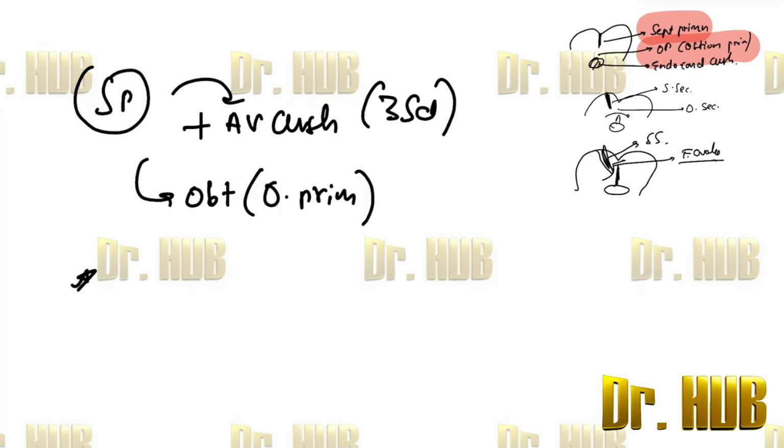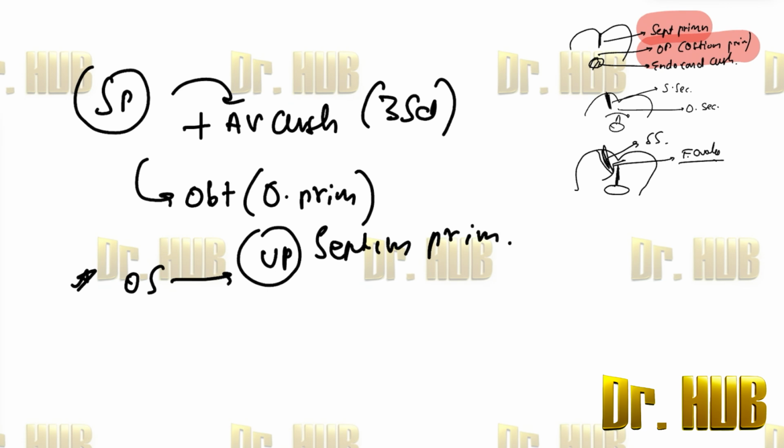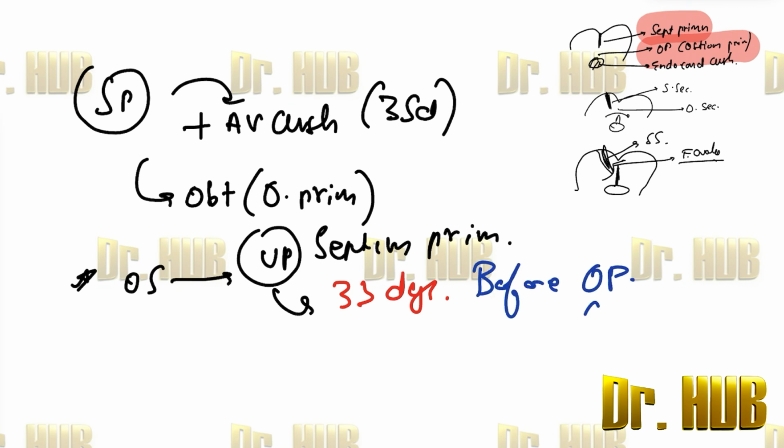Next is the ostium secundum. Ostium secundum is nothing but the opening of the upper part of the septum primum, and it forms in about 33 days, and that is before the ostium primum closes.